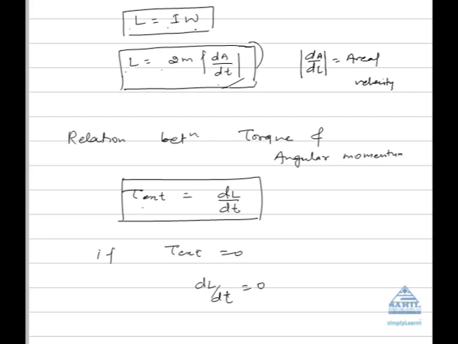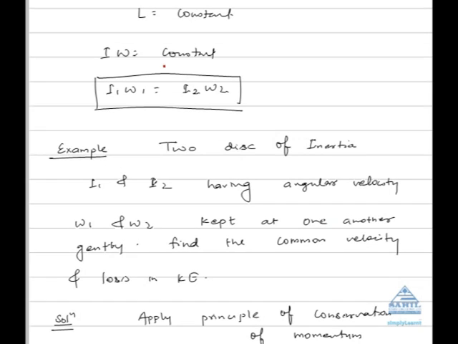Relation between the torque and angular momentum. External torque applied on a body is equal to dL by dt, or the rate of change of angular momentum. In this case, the proportionality constant is 1, so we write torque is equal to dL by dt. If no torque is applied on a body, that is dL by dt is equal to 0, which means L is equal to constant. For L is equal to constant, we write I into omega is equal to constant, that is I1 omega 1 is equal to I2 omega 2.